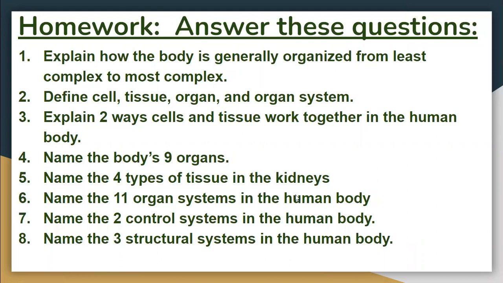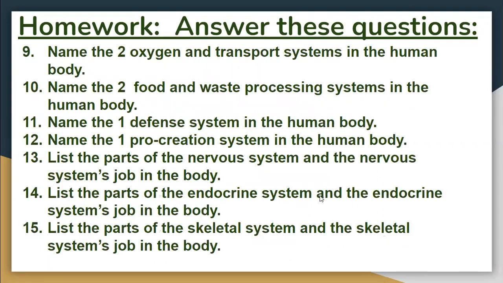You're going to name the 4 types of tissue in the kidneys. You're going to name the 11 organ systems that we just talked about. You're going to name which 2 are the control systems, which 3 are the structural systems, 2 that are oxygen and transport systems, 2 that are food and waste processing systems, 1 that is a defense system, 1 that is a procreation system.